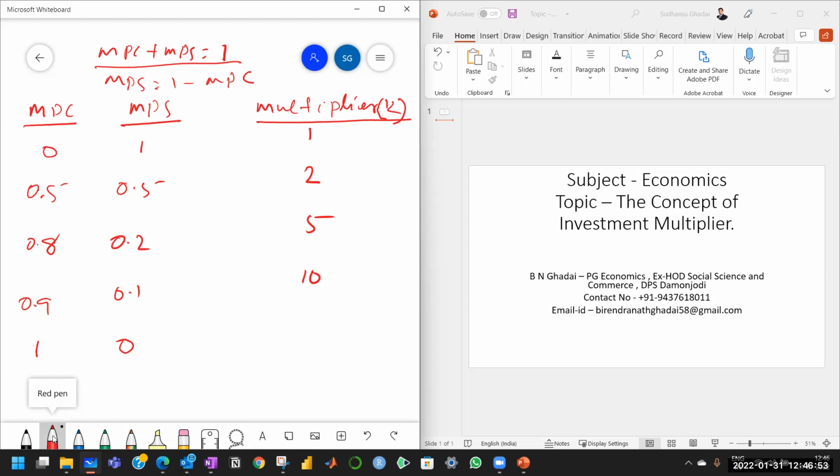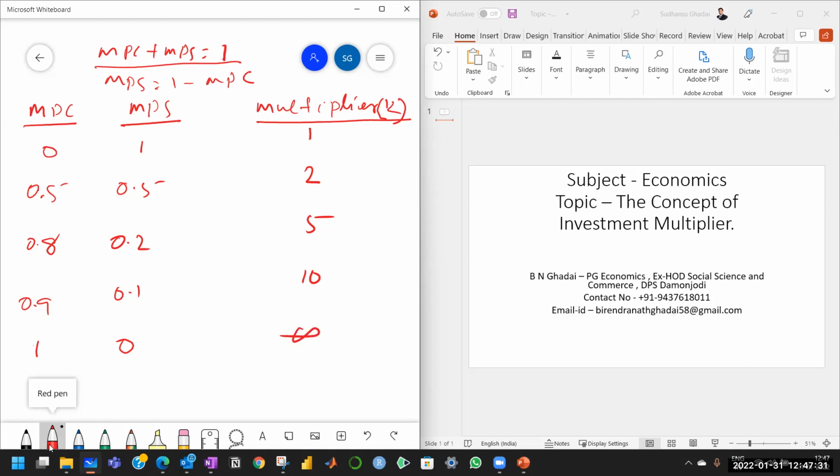So calculate my multiplier from MPC. K is 1 by 1 minus MPC. So it is 1 by 1 minus 1, that is 1 by 0, and that is equal to infinite. So the multiplier is infinite. And when you calculate from MPS also, you will get infinite.